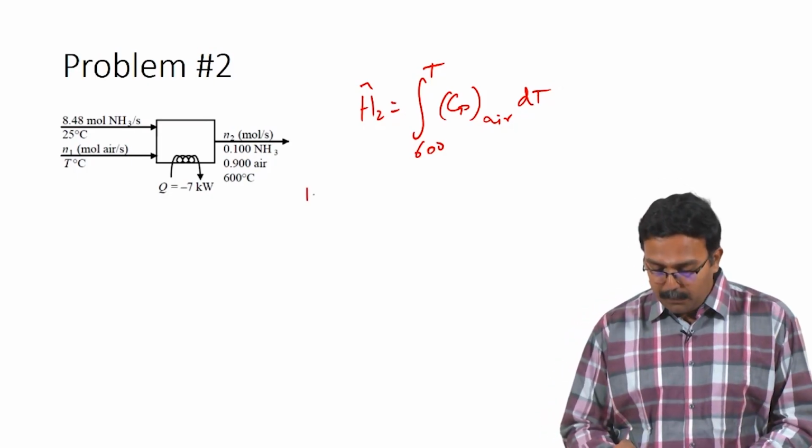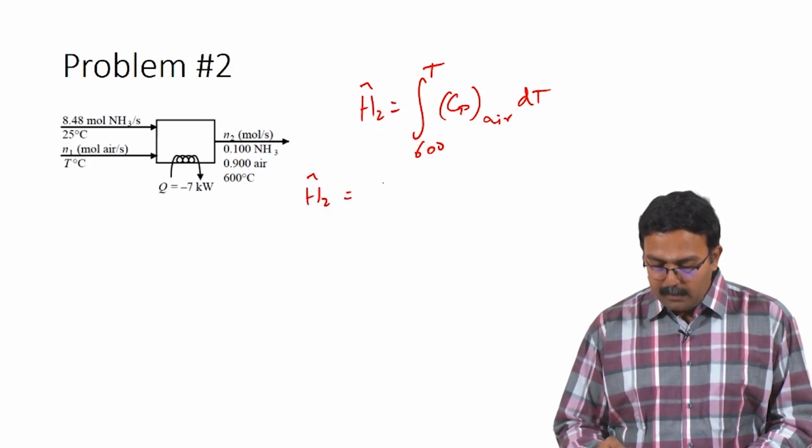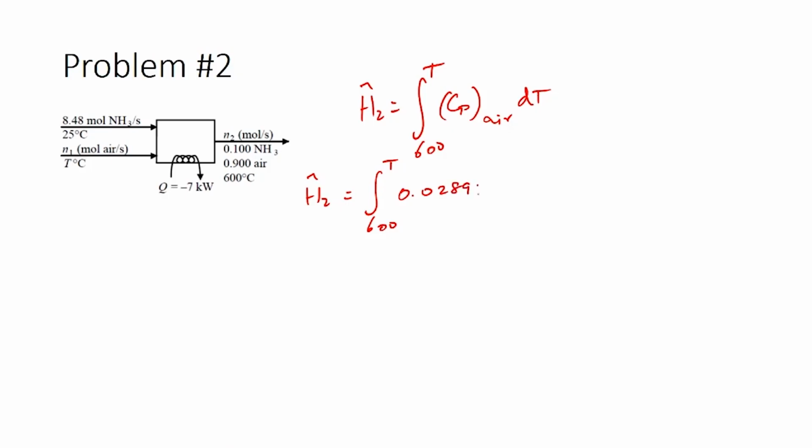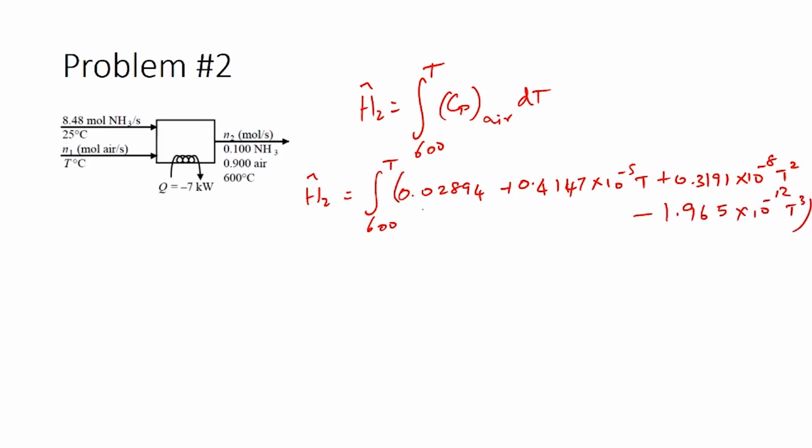So, H2 cap would then be the integral from 600 to T of Cp of air, which is 0.02894 plus 0.4147 times 10 power minus 5 T plus 0.3191 times 10 power minus 8 T squared minus 1.965 times 10 power minus 12 T cube, and this would be dt. So, this would be solved by integration to get the 4th order polynomial.